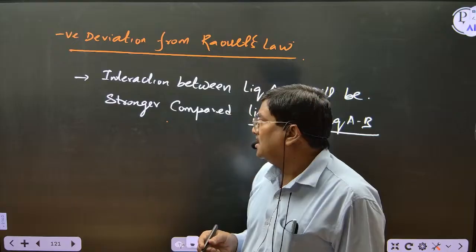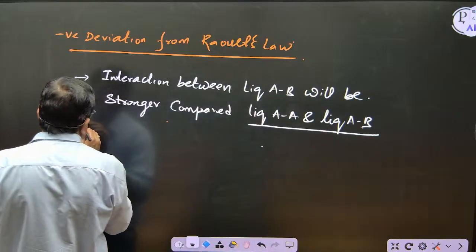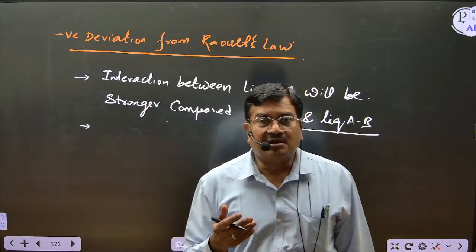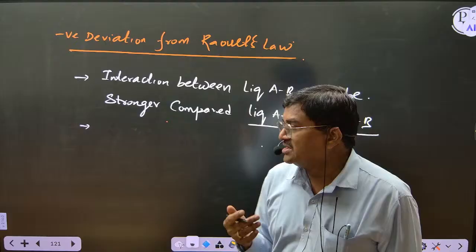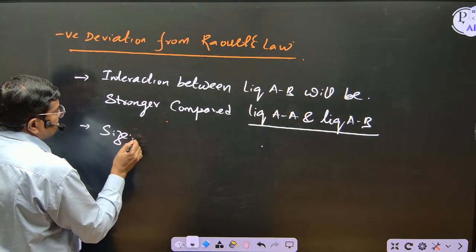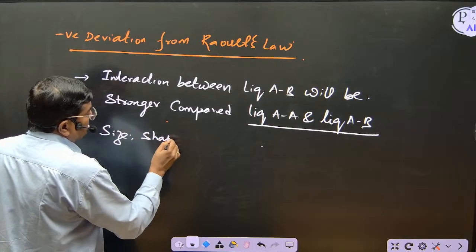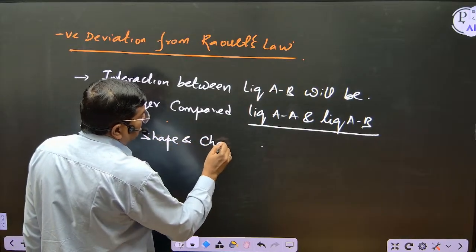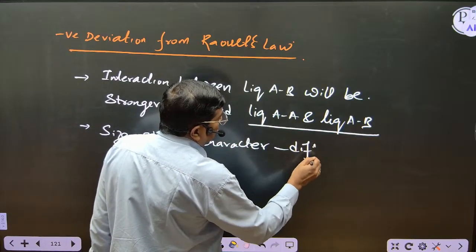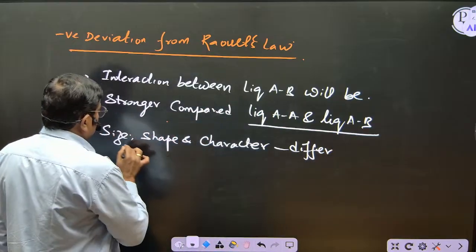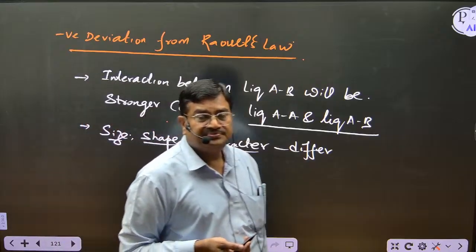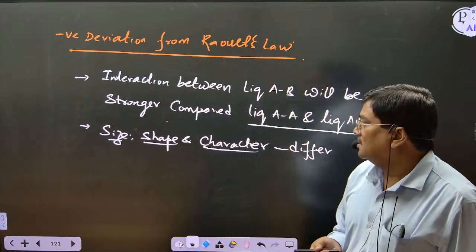Correct? Now see next, how should the shape, size and character be? Will size, shape and character vary or not? Then only it shows deviation. So write that size as well as shape and character should differ. Size should differ, shape should differ and character should differ. Then only it shows deviation. Correct. This is the second point.